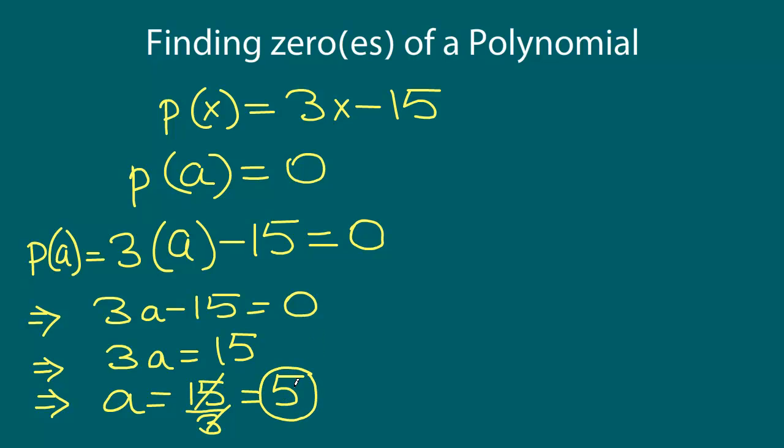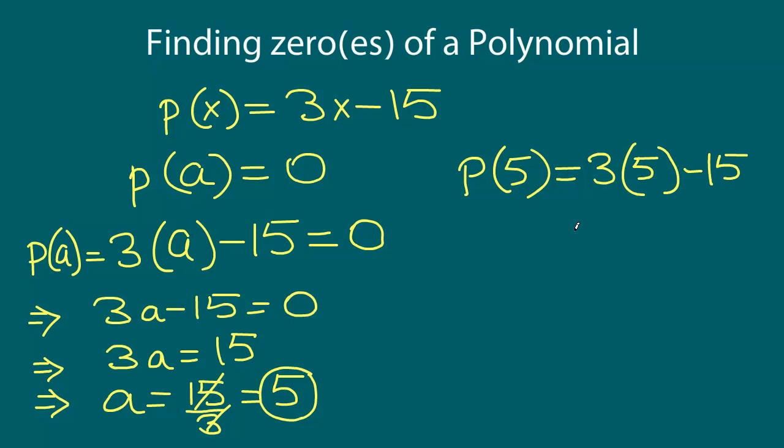And we can simply cross-check. If we find the value of the polynomial at 5, which we can very easily do by replacing x with 5, we will see that indeed we get 0. So this will be 15 minus 15, which is 0. So we know our answer is correct.